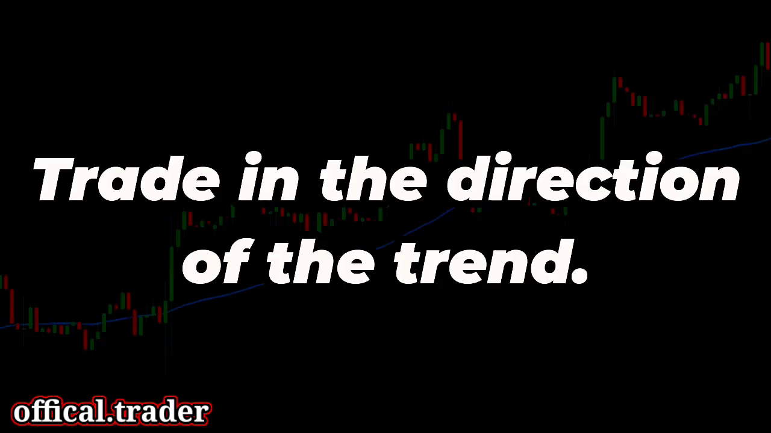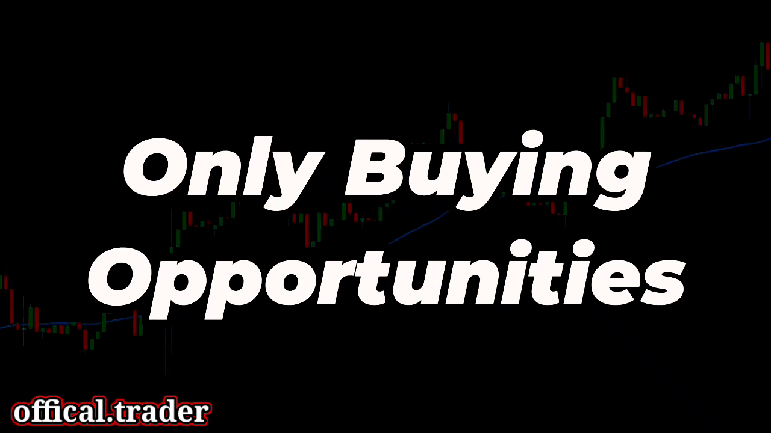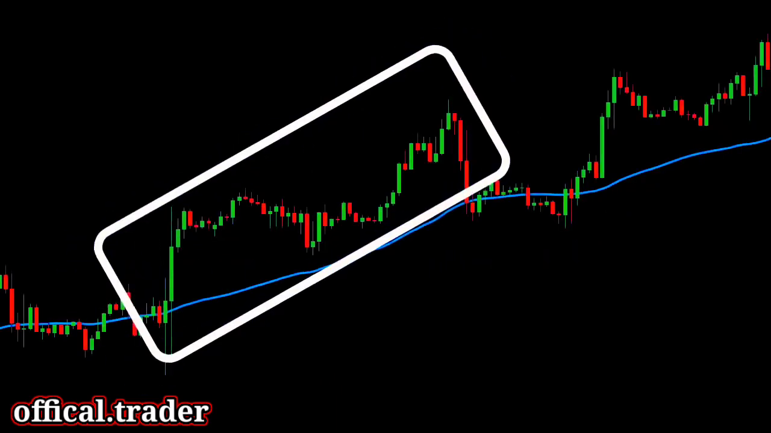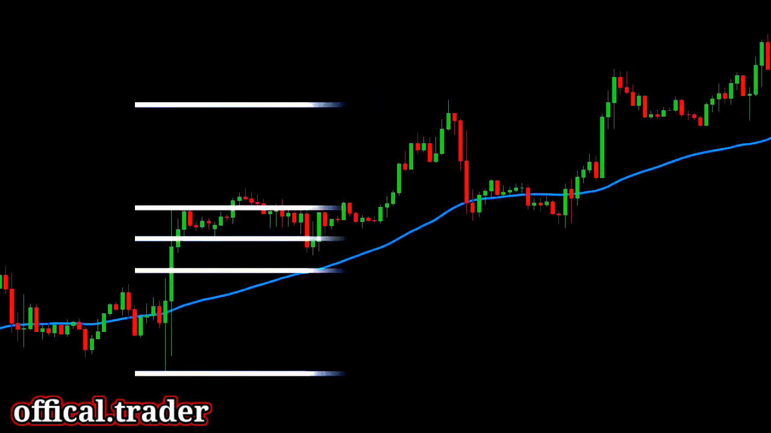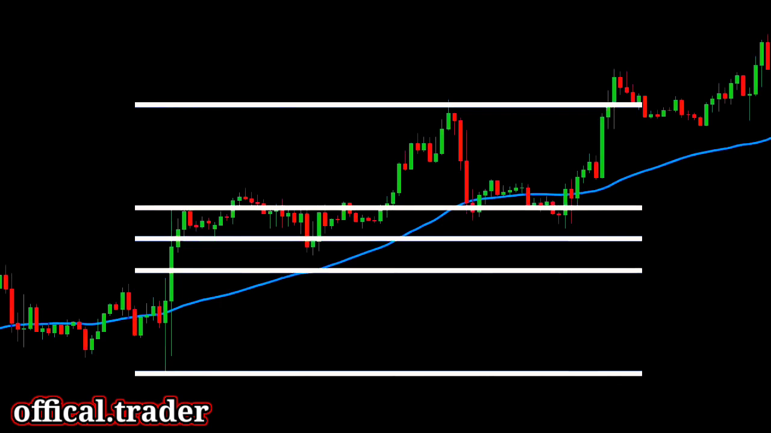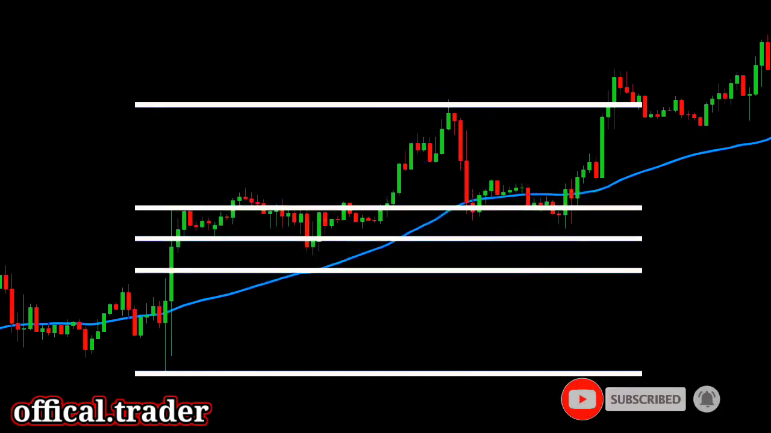Now, our goal is to trade in the direction of the trend. So we will only look for buying opportunities. Now, we see this up move, and we mark the swing low and swing high of this move. Then we stretch our Fibonacci retracement tool from the swing low to the swing high. Now, when the price makes a pullback, we expect the price to find support at these three retracement levels. At this point, we do not know exactly which level will provide support to the price, but we know that the price will reverse from one of these levels.